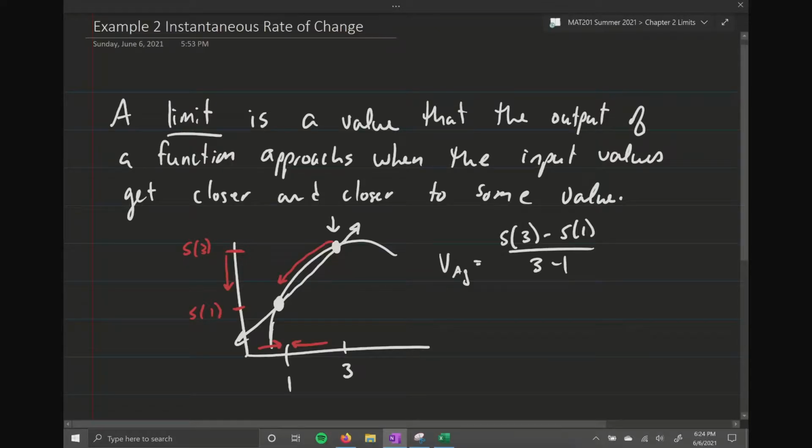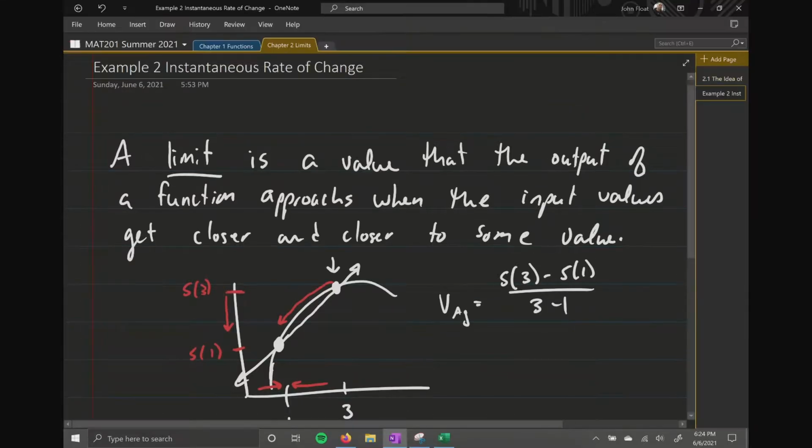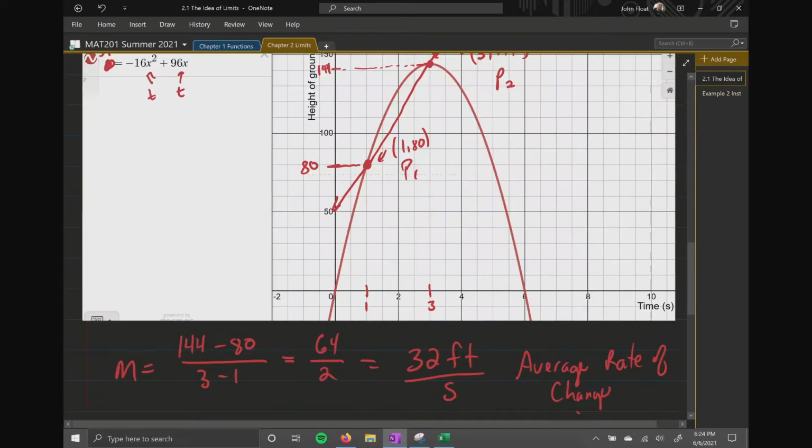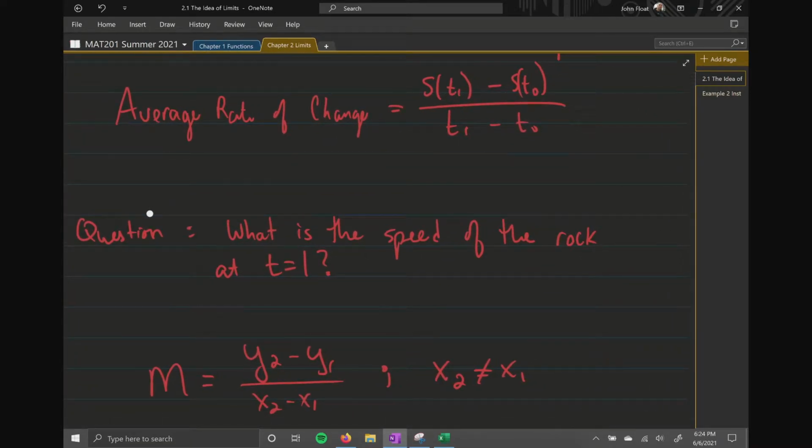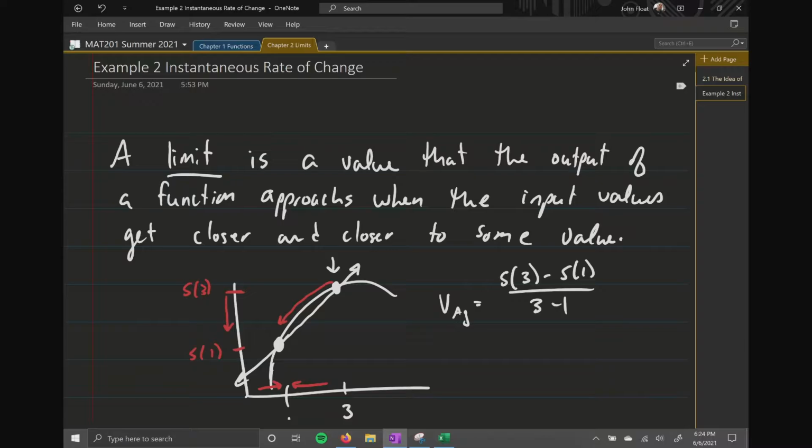So in the previous example, we looked at calculating average velocities. And I ended the lecture, or that little example, with a question, and we'll go back to it real fast. You scroll all the way down, which is, what is the speed of the rock at t equals 1? Okay? So in order for us to do that, we're going to start looking at what we call a limit.